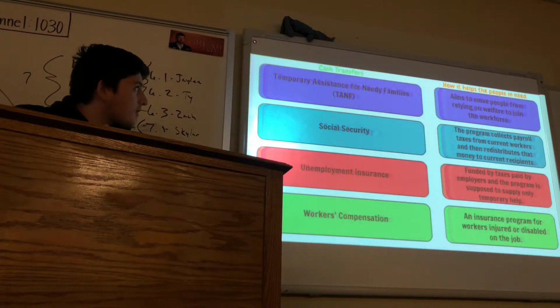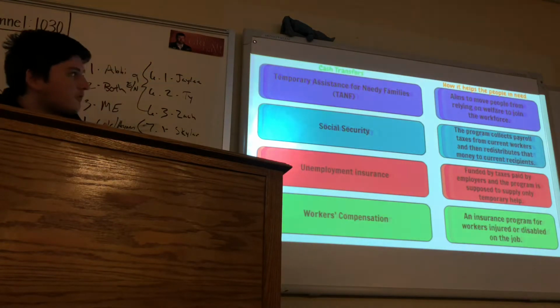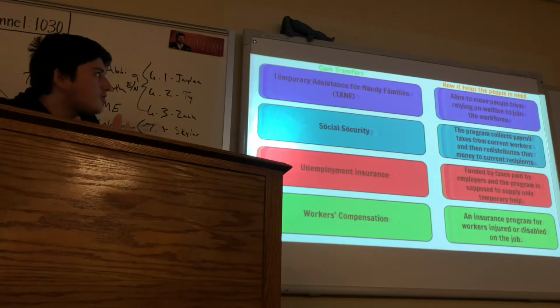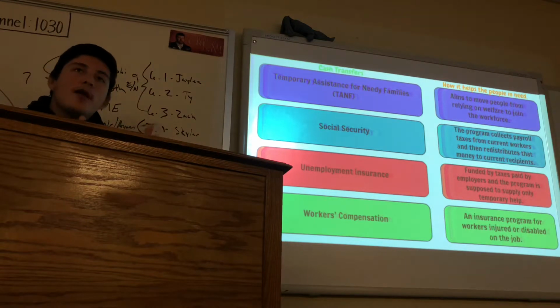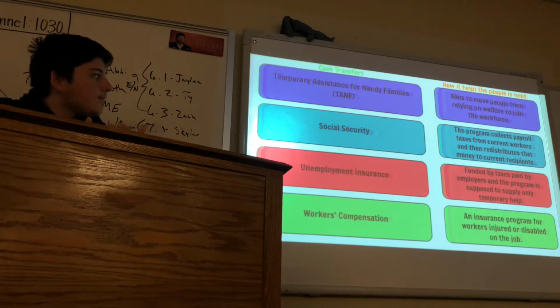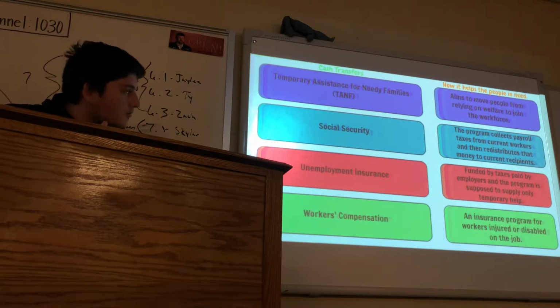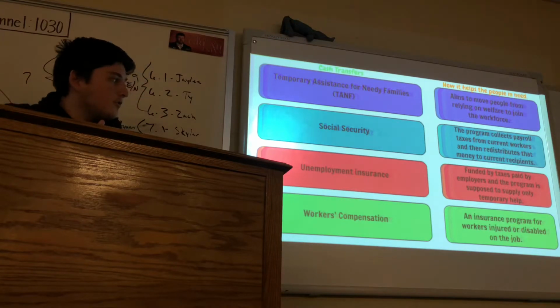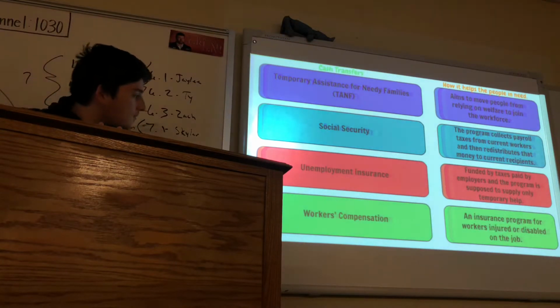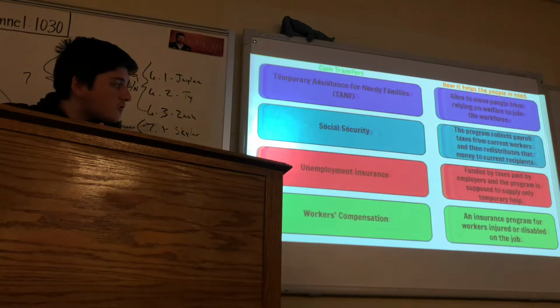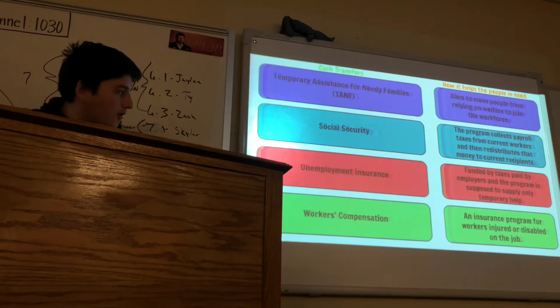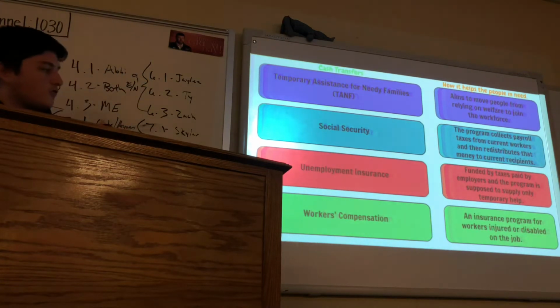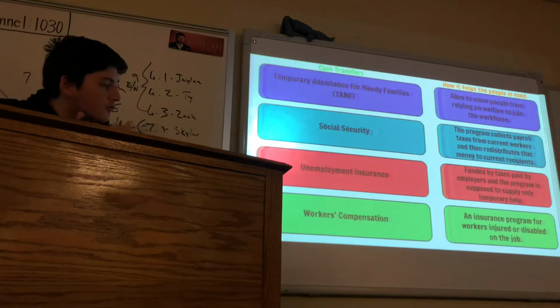So now let's talk about cash transfers. Cash transfers are basically helping the people in need. The first one is Temporary Assistance for Needy Families, which is to move people from relying on welfare checks so they can join the workforce. Social Security collects payroll taxes from current workers and then redistributes money to the current recipients. Unemployment insurance is funded by taxes paid by employers, and the program is supposed to supply only temporary help. Workers' compensation is an insurance program for workers injured or disabled on the job.